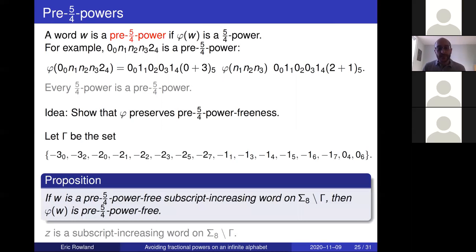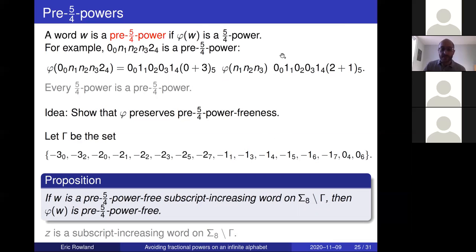And so the idea was, well, if phi doesn't preserve 5/4 power freeness, maybe it preserves pre-5/4 power freeness. And it turns out that it does if you're careful. So we have to let gamma be this particular set of letters. Most of these letters aren't going to be of much concern because most of them are negative, but we do have to worry about some of them.